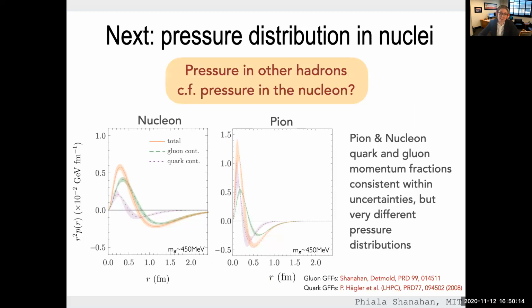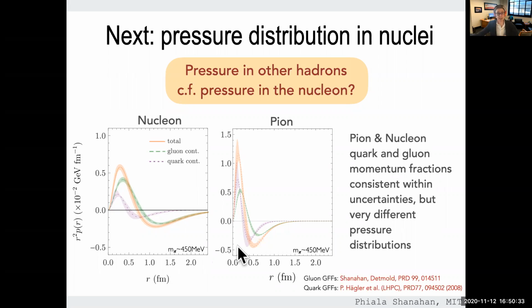So we can also ask, well, how does this pressure distribution compare to that in other hadrons? Can we get some intuition on what this means? These pictures look a bit nicer because I'm showing just lattice results with a heavier than physical quark mass here, but it's the same idea. This is the pressure in the proton. Here we have the pressure in the pion.